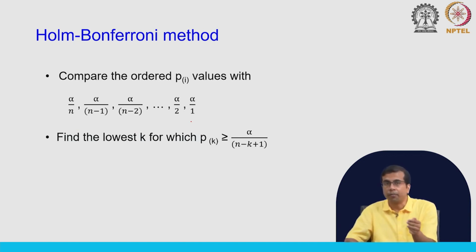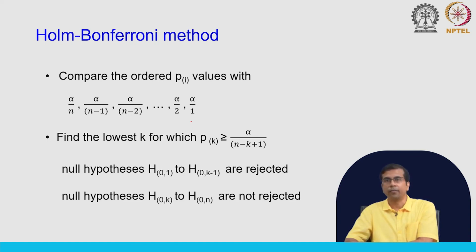Now, you apply these conditions. After you do these comparisons, you find the lowest k for which this p k, the ordered p value, is greater than or equal to alpha divided by n minus k plus 1. So, let us say you find this at k equals 10. So, alpha divided by n minus 9. You compare this and you see p 10 is greater than alpha divided by n minus 9. So, what do you do then?